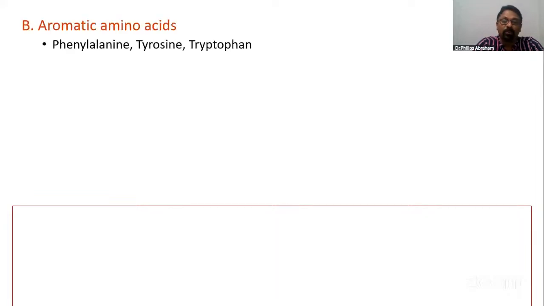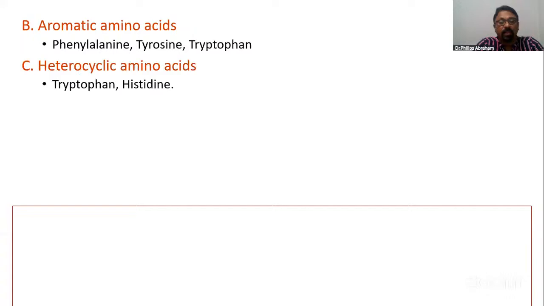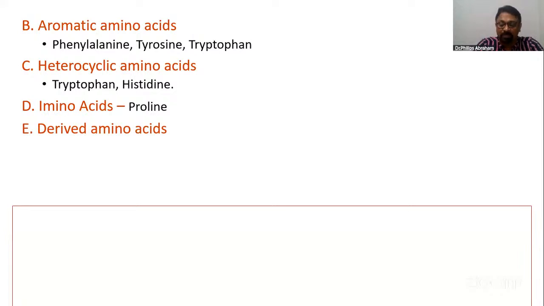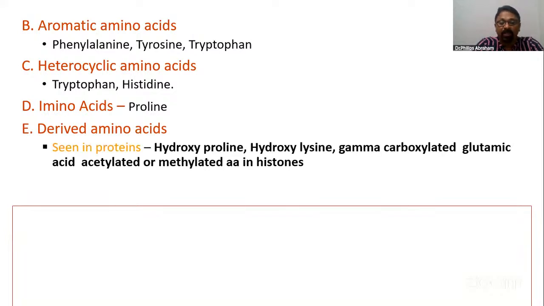Then the next one is about the aromatic. Aliphatic is over, now aromatic. In that, phenylalanine, tyrosine, tryptophan are aromatic. And as I told, there are some containing more than one cycle structure, and cycle structure with atoms other than carbon. They are called heterocyclic. So we have tryptophan and histidine. As I said earlier, we have the amino acid proline. And there are some derived amino acids that are present in the protein: hydroxyproline, hydroxylysine, gamma carboxylated glutamic acid, acetylated or methylated amino acids present in the histones.